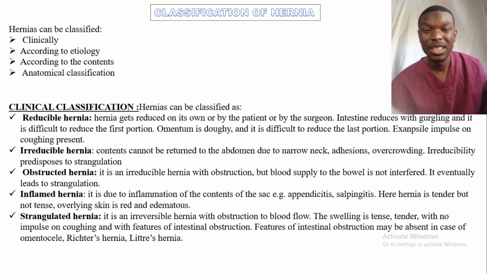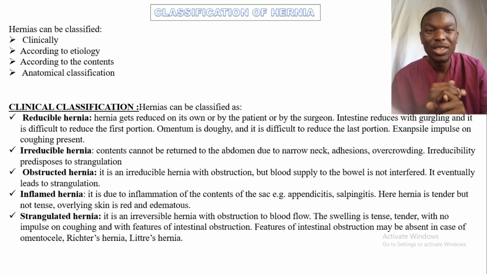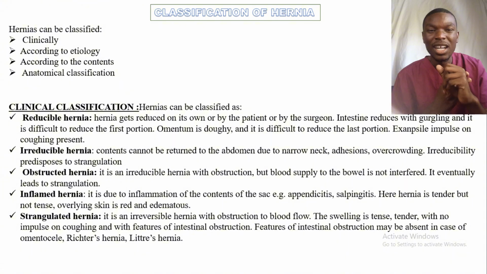Classifications. So classification is one of the things that doctors like asking students on ward rounds. How do you classify these hernias? So the first one, you can classify them clinically. You can classify them according to their etiology, the content in the sac, and also according to their anatomical location. Where is it located? Those are ways of classifying these hernias.